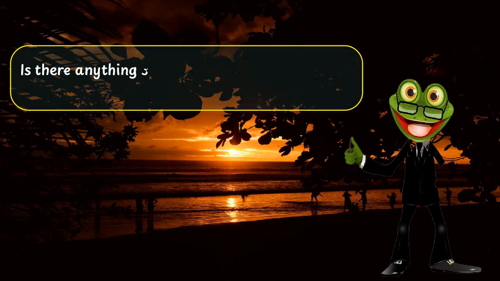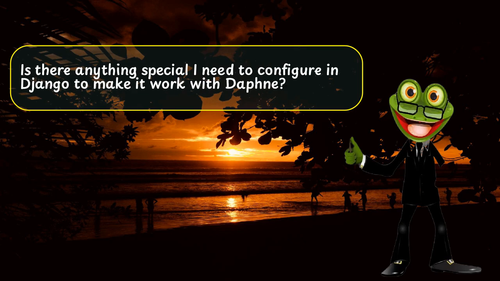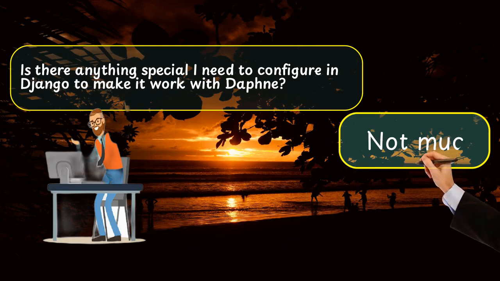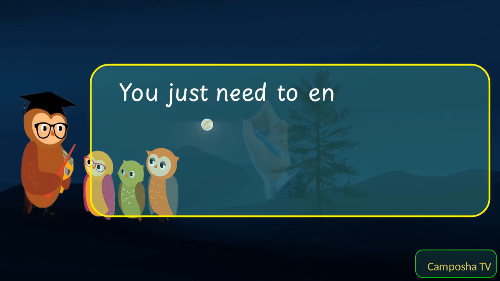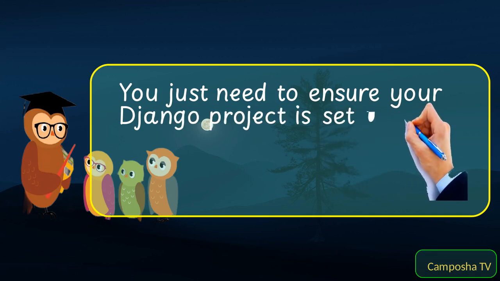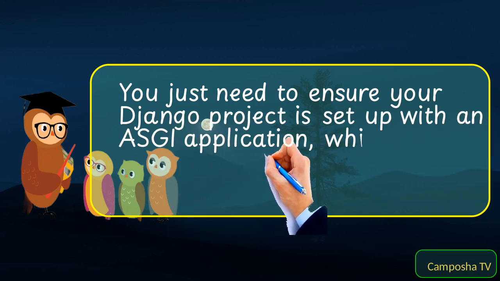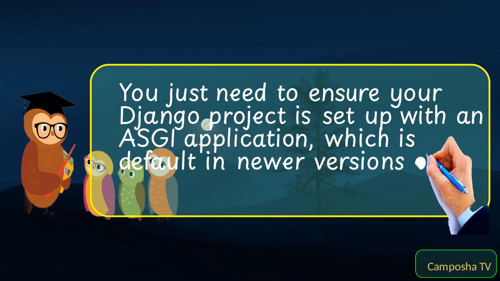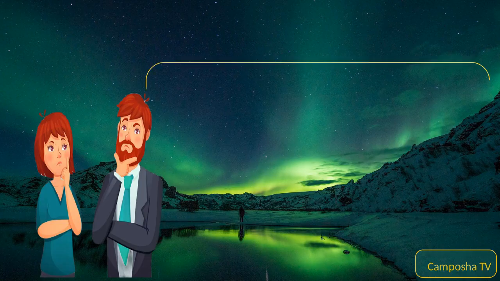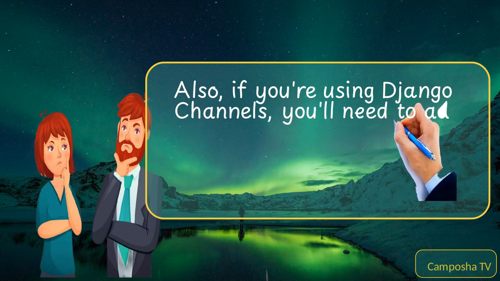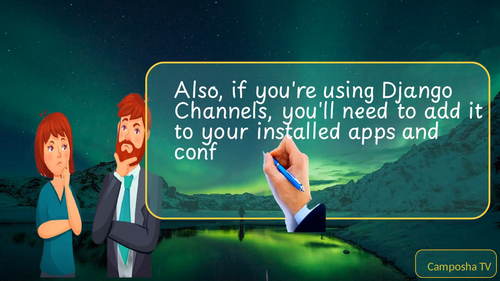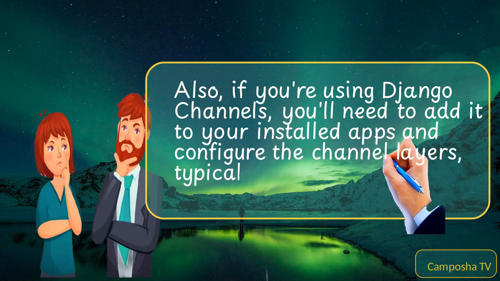Is there anything special I need to configure in Django to make it work with Daphne? Not much. You just need to ensure your Django project is set up with an ASGI application, which is default in newer versions of Django. Also, if you're using Django Channels, you'll need to add it to your installed apps and configure the channel layers, typically with Redis as a backend.